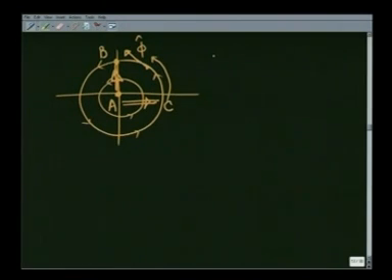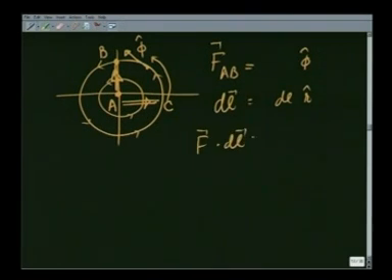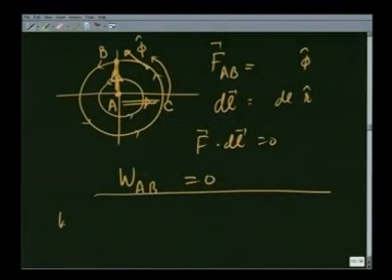In the first case, when I calculate F along A B, it is in the direction of phi, but the displacement dl is in direction dl r. So, F dot dl is 0, and therefore, work done A to B is equal to 0. How about work when I go from A to C to B? This is going to be work from A to C plus work from C to B.